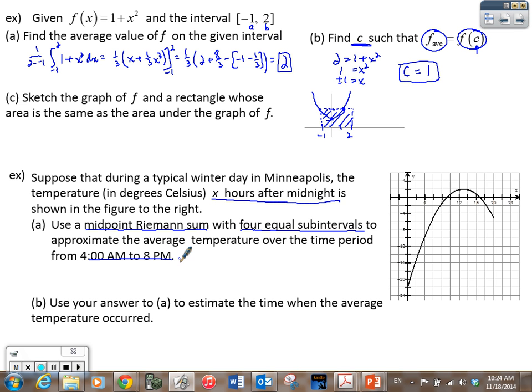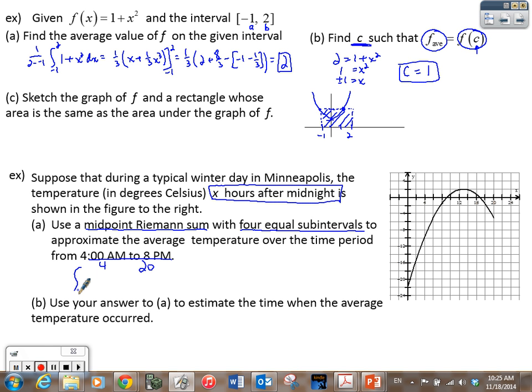So let's be sure it's x hours after midnight. So 4 a.m. would be 4 hours after midnight, right? For 8 p.m., how many hours after midnight would that be? 20 hours after midnight. So we need to be sure to translate into how they have set the variable. All right, so we want the average temperature.